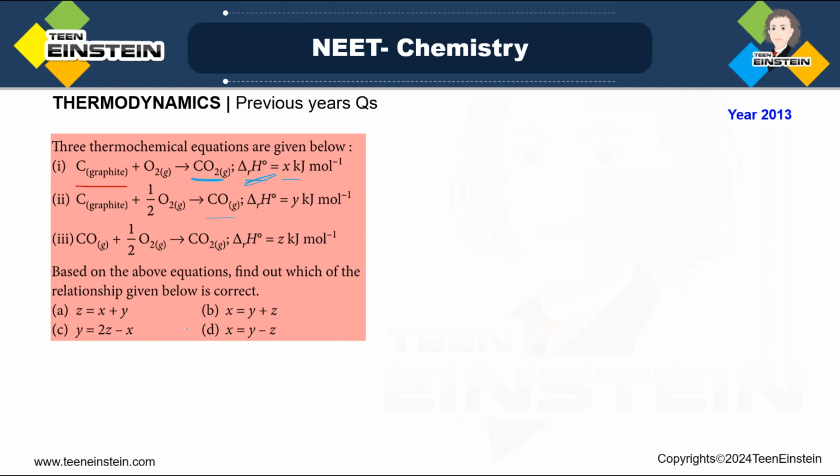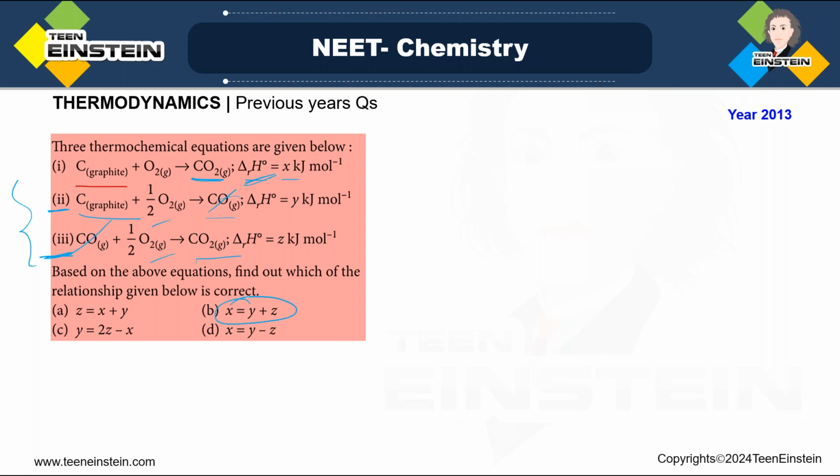If you look at the equations properly, you will see that if you add some reactions, you can get one reaction. Suppose we are adding 2 and 3. When you add these, you will see these two are cancelled from both sides. C graphite will remain on the left hand side, half oxygen plus half oxygen will now be 1 oxygen, and CO2 will be on the right hand side. So when you are adding 2 and 3, you are getting 1. That means y plus z should be equal to x.